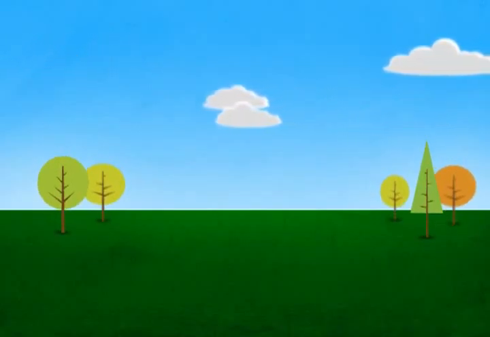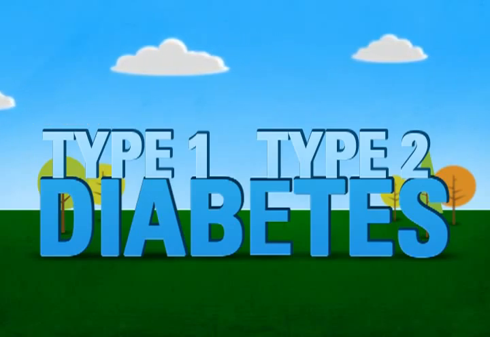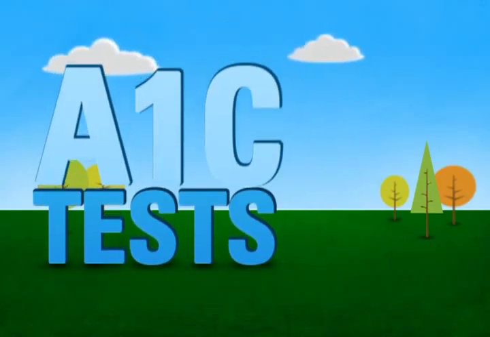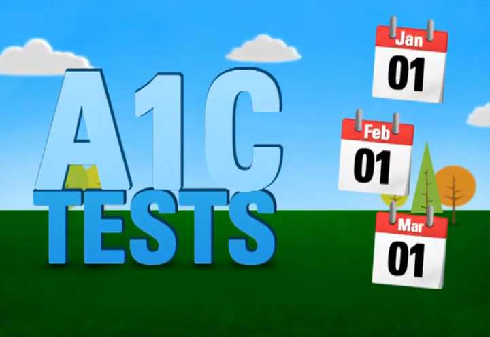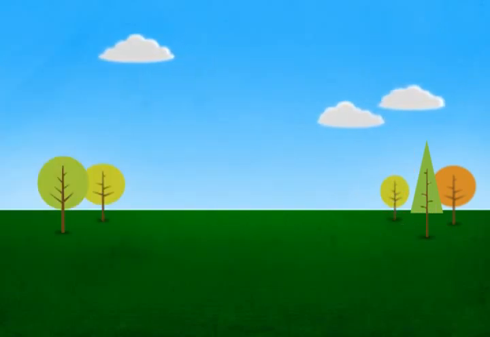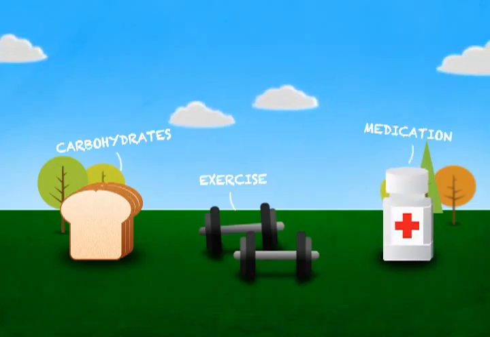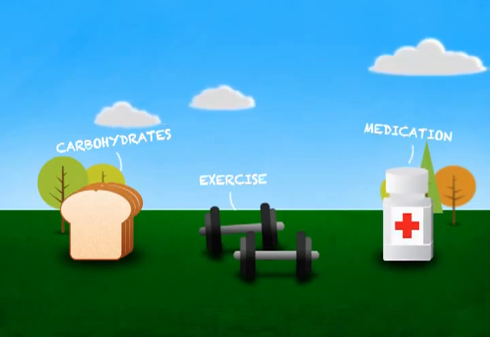For people with type 1 or type 2 diabetes, the A1C test is a familiar method for determining blood glucose levels over time. A1C tests look back over the last 2 to 3 months to determine overall sugar levels. The A1C is an average. It is dictated by your daily carbohydrate intake, exercise, medication, and other factors such as stress and illness.